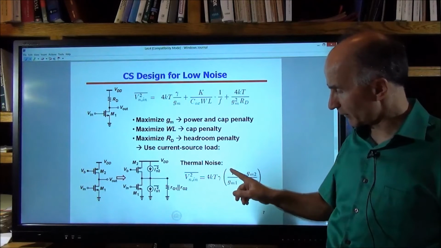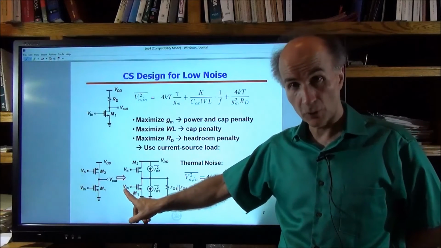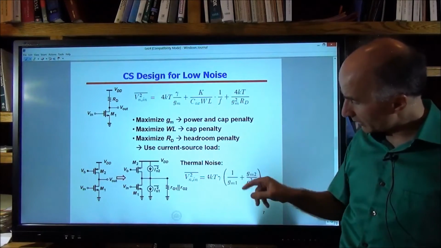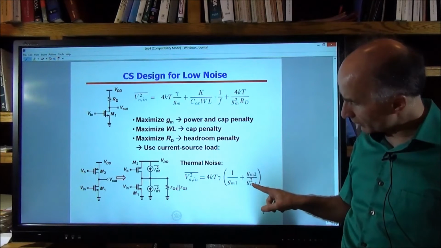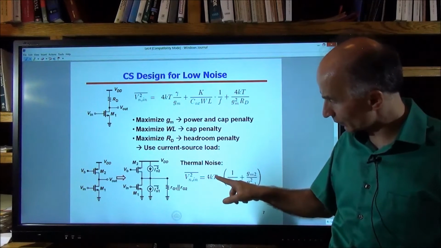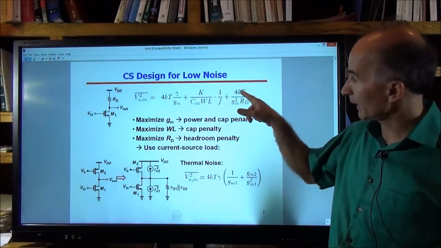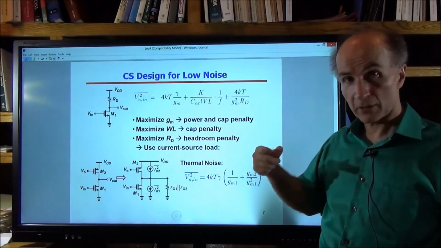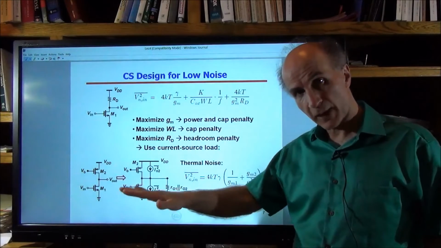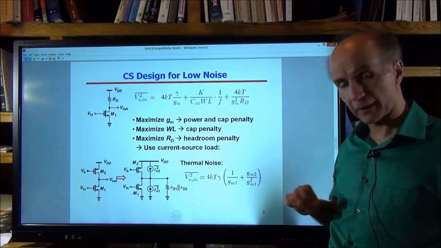When we do that, we end up with this equation here. So 4kT gamma over gm1 is to be expected. That's the gate referred noise of this transistor. And then we have 4kT gamma gm2 over gm1 squared. That makes sense, right? Because this is the current noise produced by M2, just the way we had 4kT over Rd as the current noise produced by Rd, which has to be referred to the input, so it has to be divided by gm1 squared. So that's why we have this here.